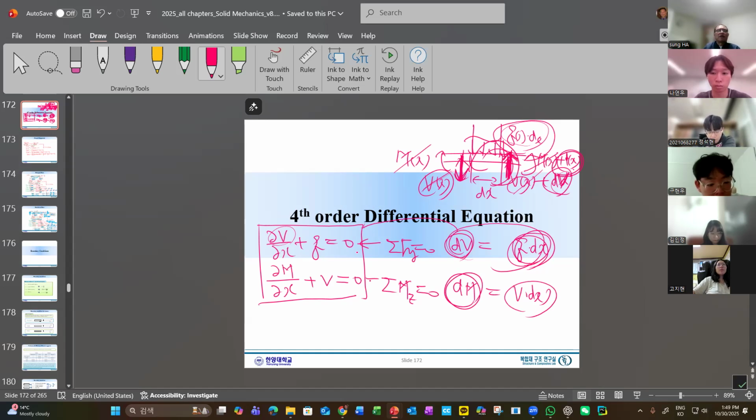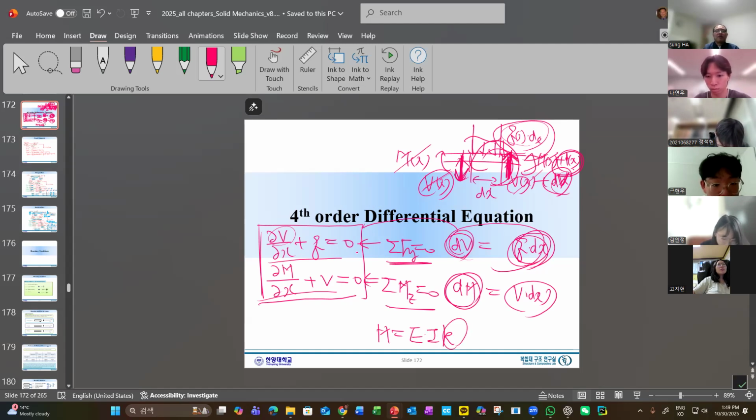So that's why we get this. Well, it's not that difficult, but very important. These two, vertical equilibrium and moment equilibrium, give us these two equations. And now another one, very important: moment equals EI times curvature.